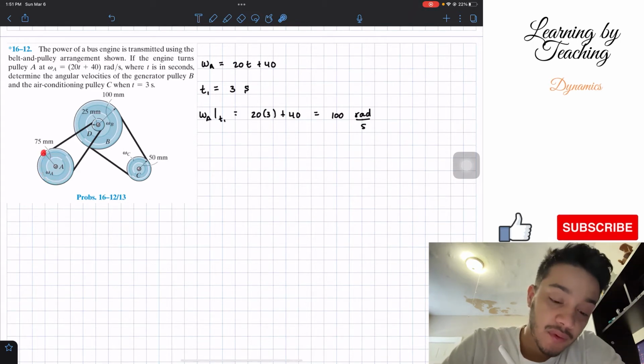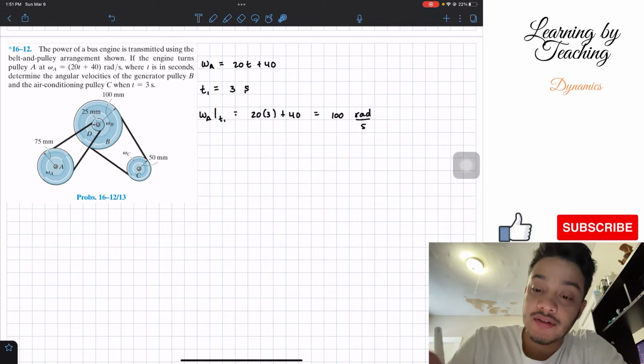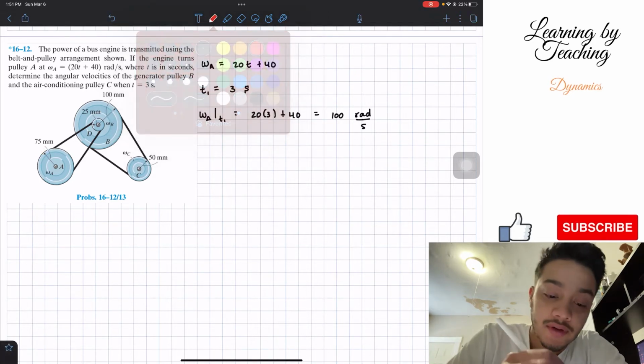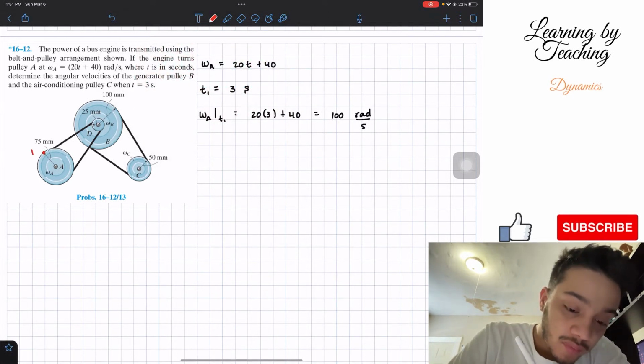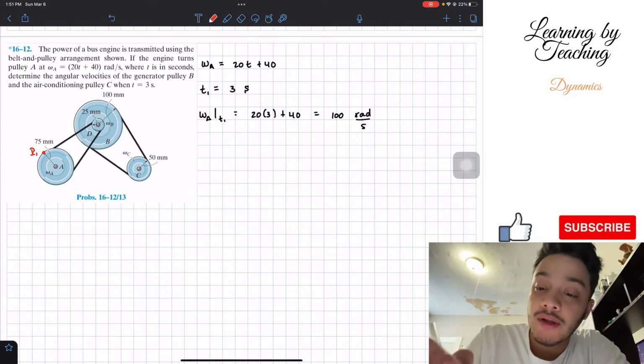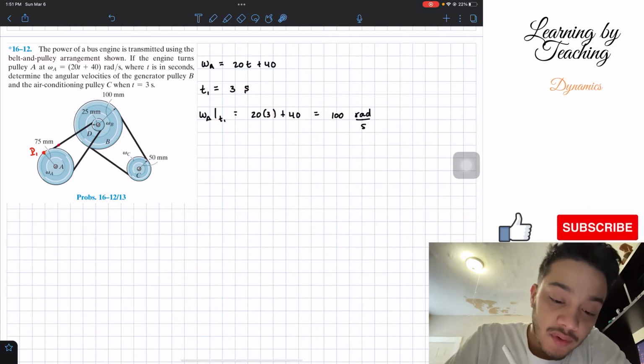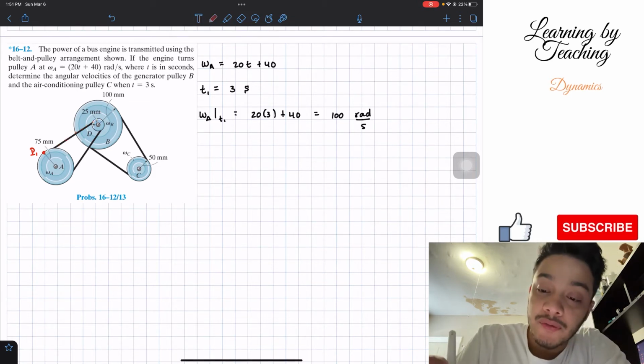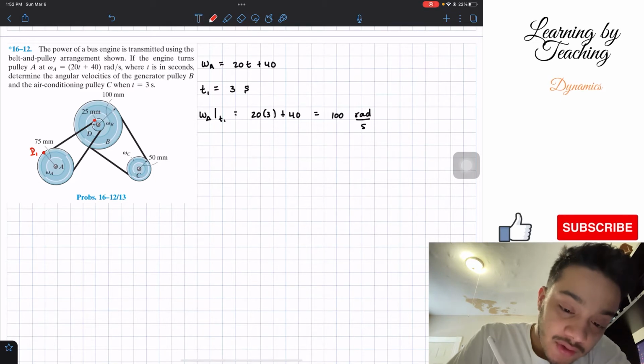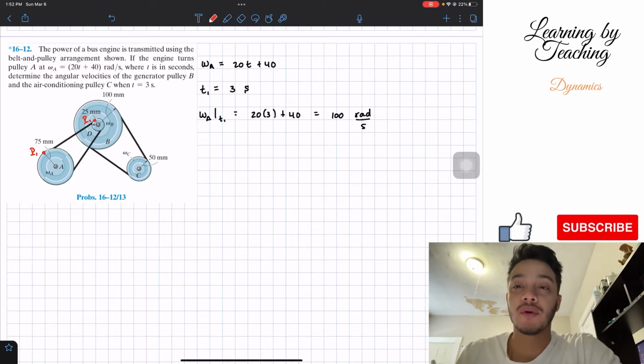Let me draw it over here. I'm going to draw a point here and call it point 1. By evaluating this point, any point on this belt should have the same velocity. Therefore, this point over here should have the same velocity, so I'm also going to call it point 1.